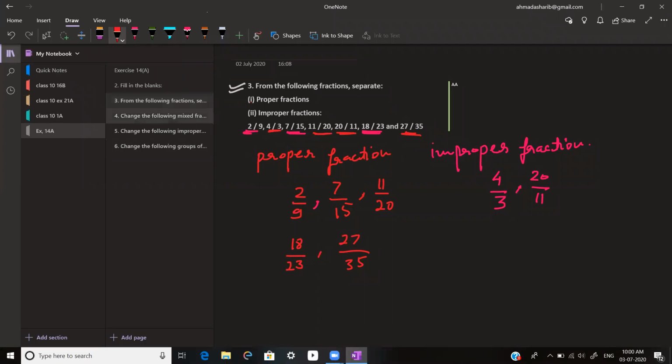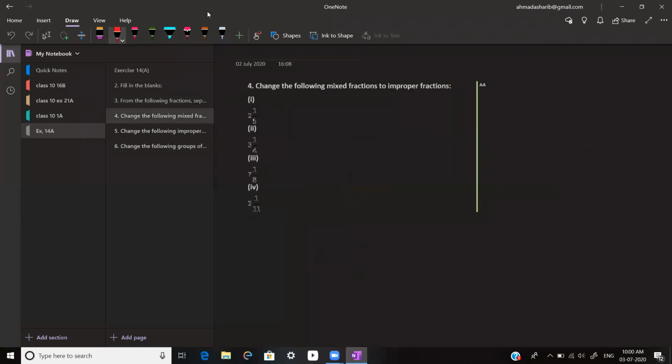Okay, now let's move to question number 4. Now you may have a problem. These questions are not visible, so let me write this question. This is 2 whole 1 upon 5, okay, and this is 3 whole 1 upon 4. This is 7 whole 1 upon 8, and this is 2 whole 1 upon 11. Now change the following mixed fractions to improper fractions.